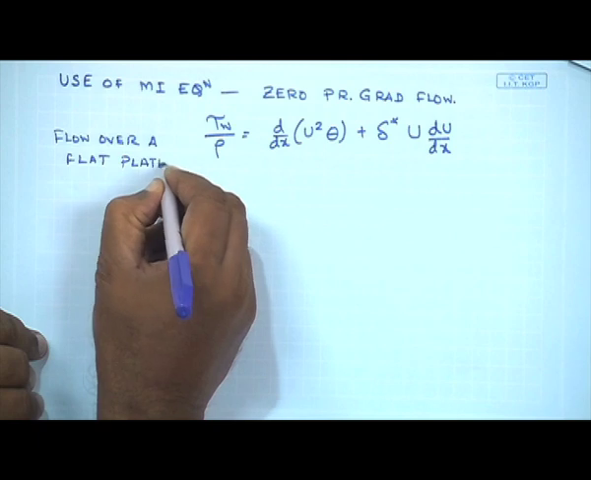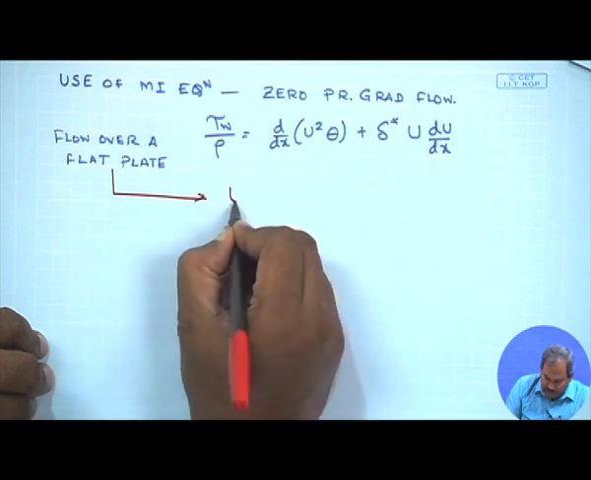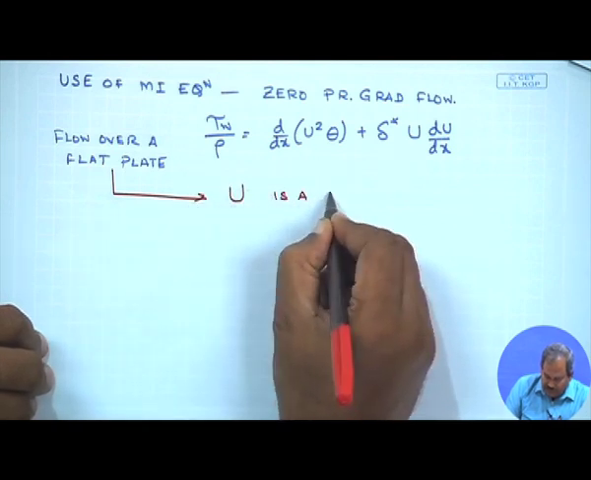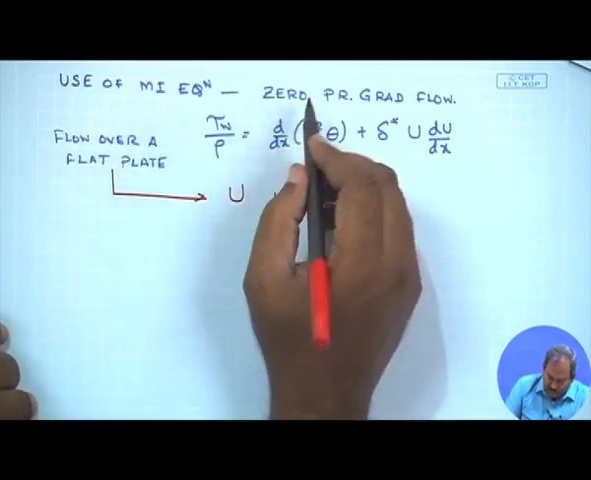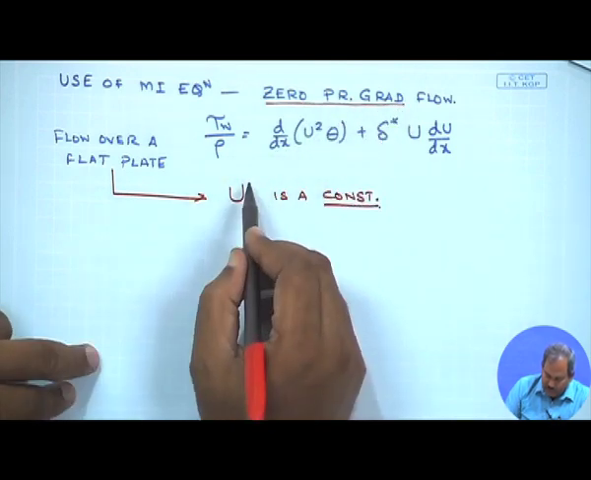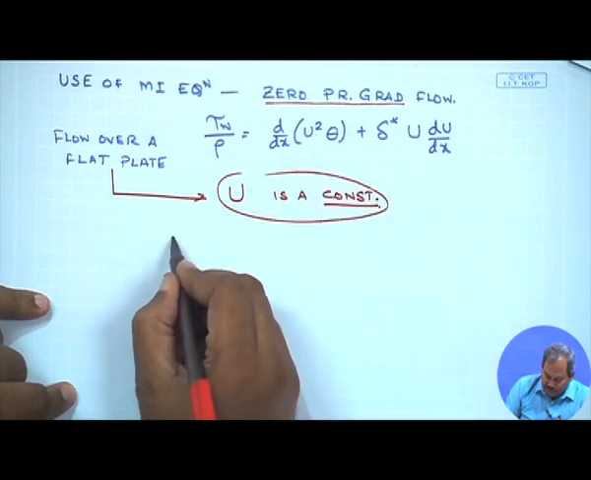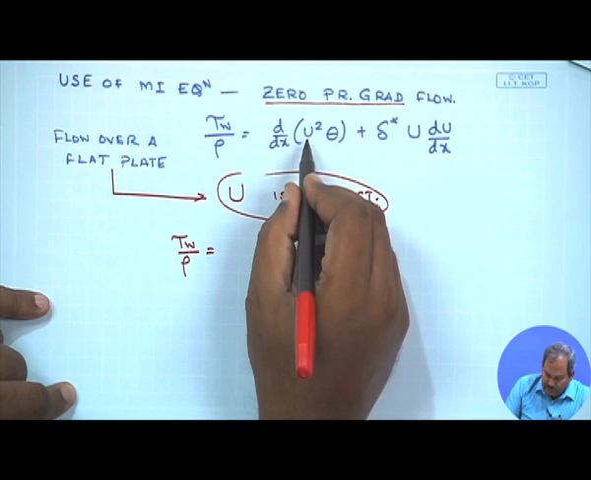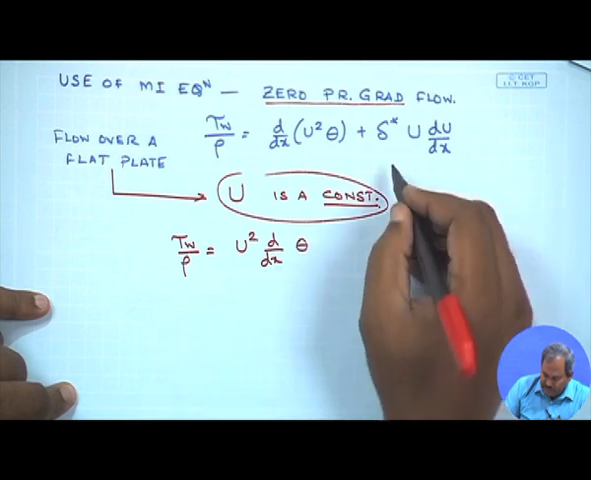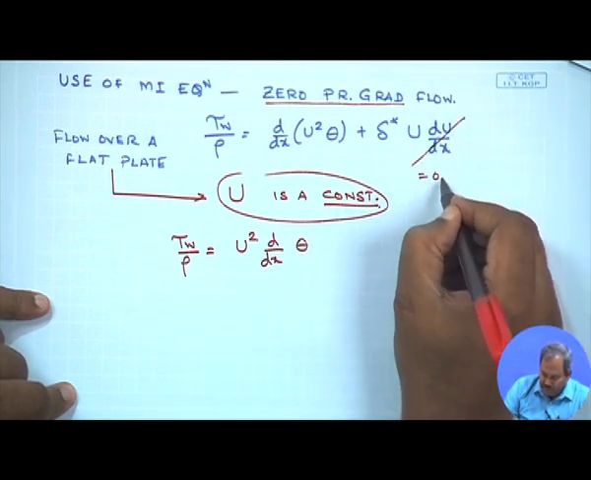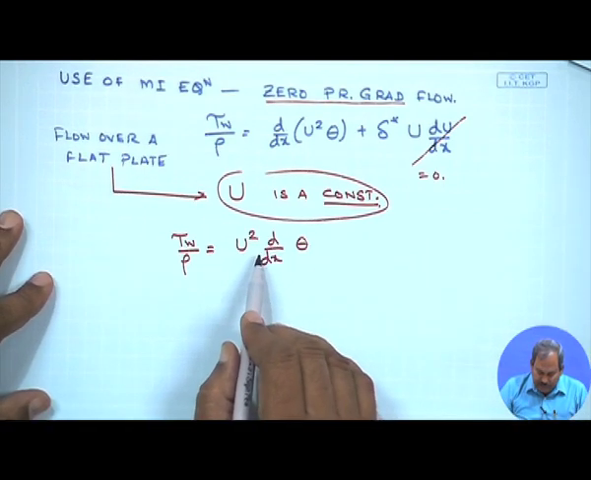The moment we say flow over a flat plate and it is a 0 pressure gradient flow, we understand that u is a constant. So, for flow over a flat plate, as we have seen before, and for 0 pressure gradient flow, u is a constant. The moment u is a constant, this equation will simply revert to tau w by rho. Since u is a constant, u can be taken out and the d dx of theta term would be equal to 0.